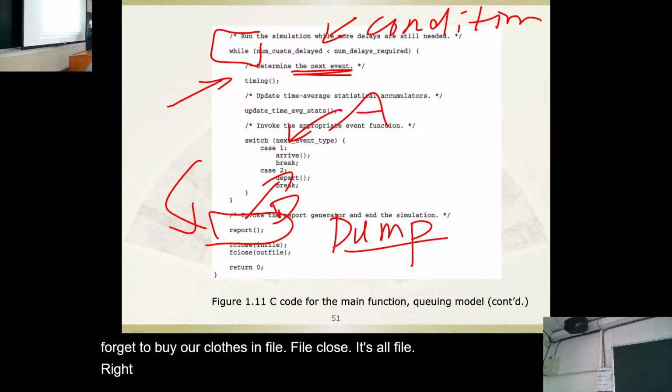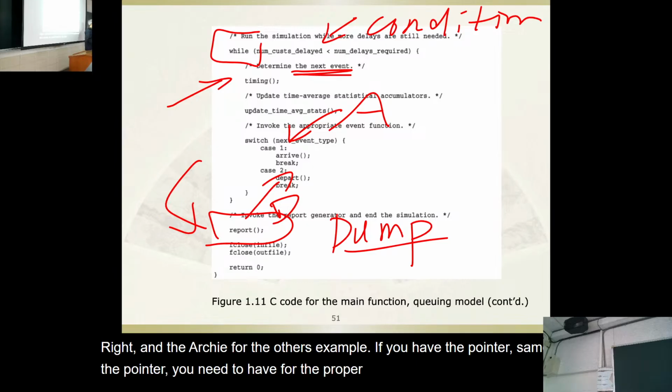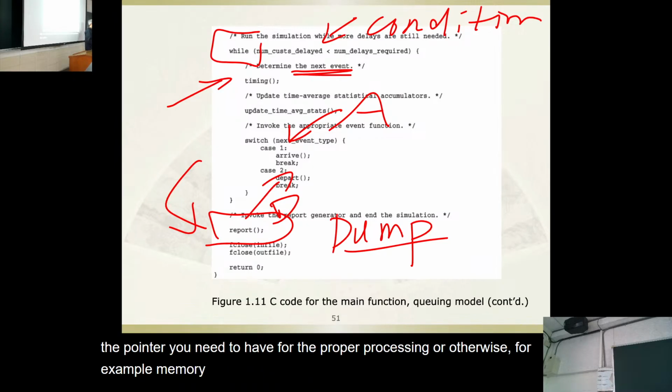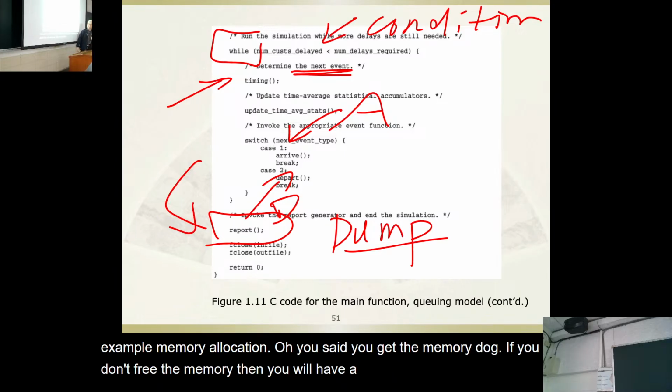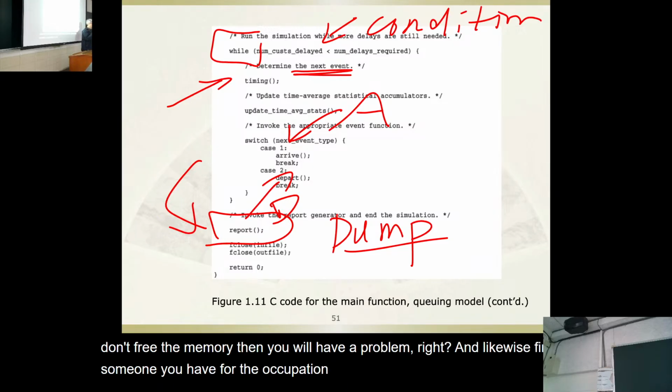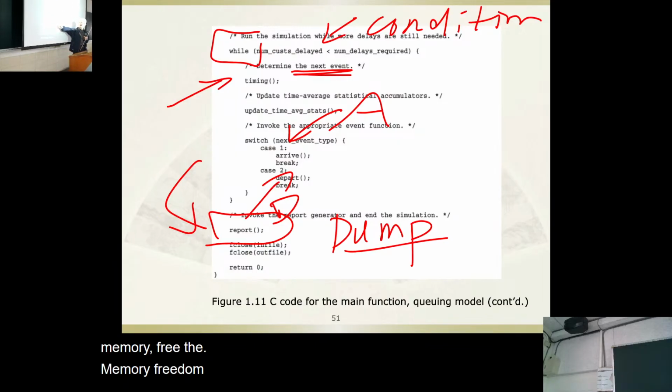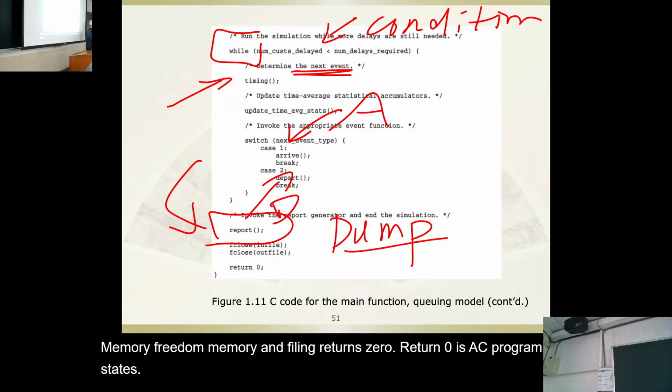And actually for the others, for example, if you have a pointer, then for the pointer you need to have proper processing, for example memory allocation. If you don't free the memory, then you will have a problem. Likewise with files, similarly, you have the occupation of memory, so you need to free the memory. And finally return 0. Return 0 in a C program states everything is okay.